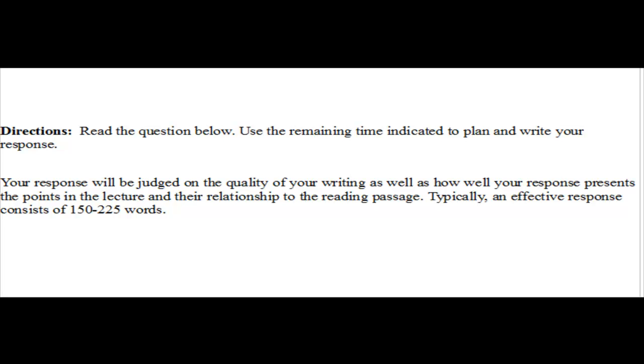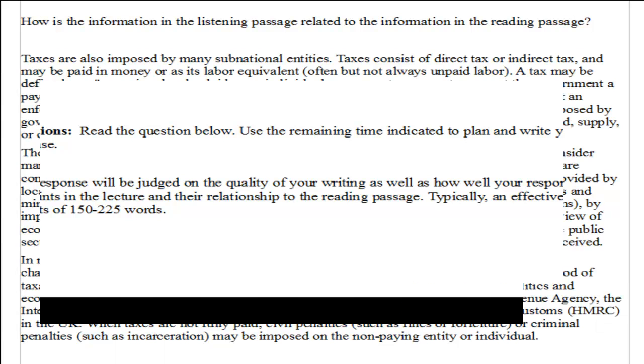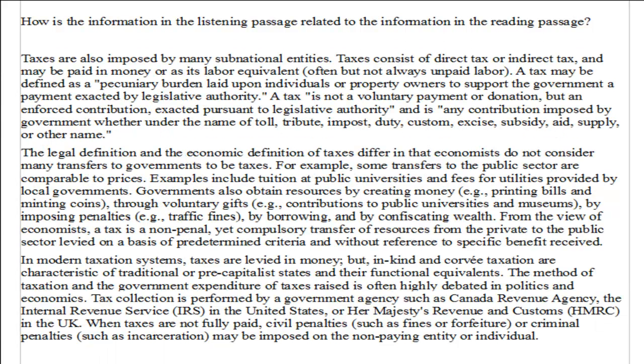Read the question below. Use the remaining time indicated to plan and write your response. Your response will be judged on the quality of your writing, as well as how well your response presents the points in the lecture and the relationship to the reading passage. Typically, an effective response consists of 150 to 225 words. How is the information in the listening passage related to the information in the reading passage?